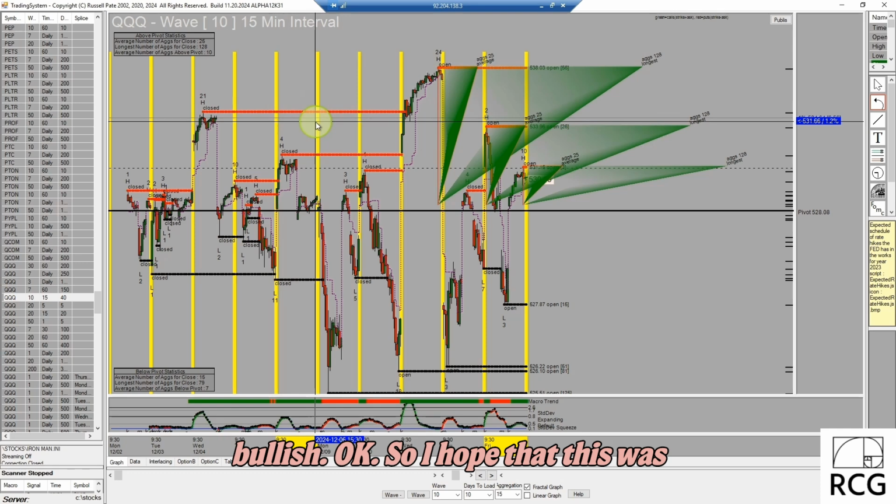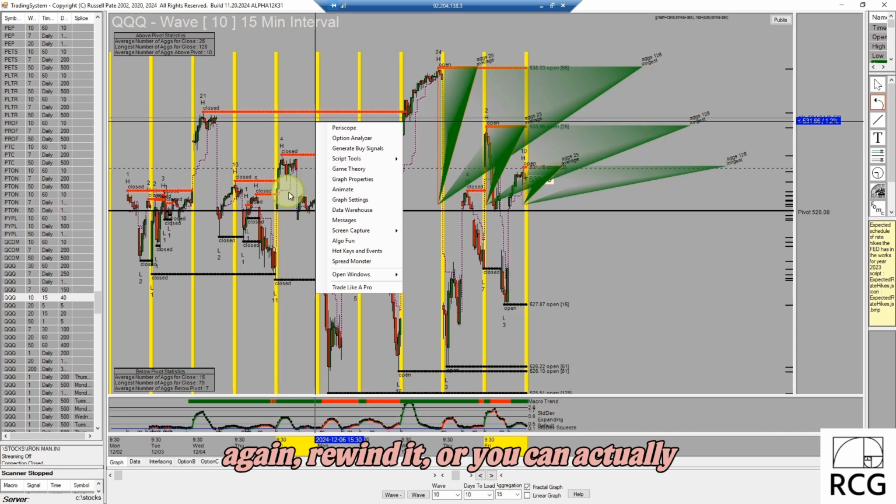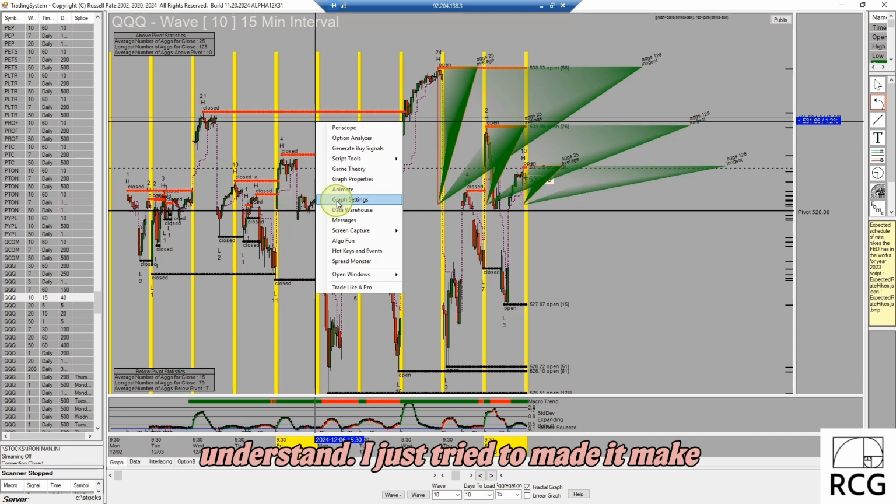Okay, so I hope that this was understood by you guys. You can watch it again, rewind it, or you can just DM me if you do not understand. I just try to make it very, very easy for you, because I understand that fractals is pretty difficult for the first timer. But I will suggest one thing: watch the S/R open states video that is already present in the RCG channel. I'm also going to put it in the description as I mentioned earlier.